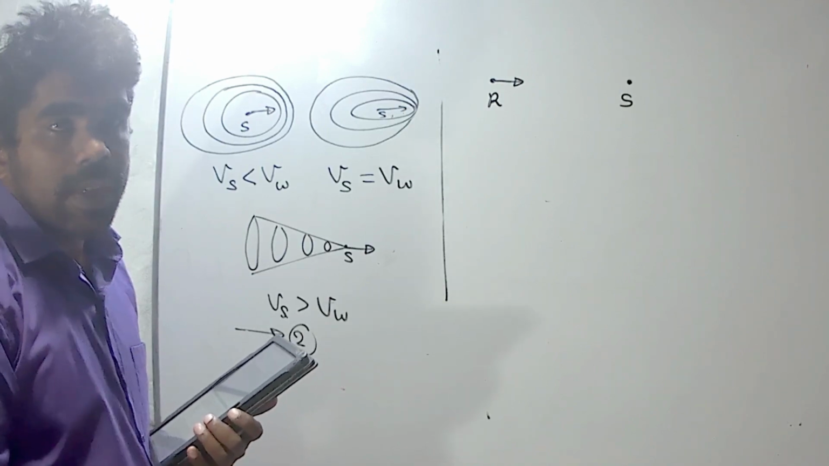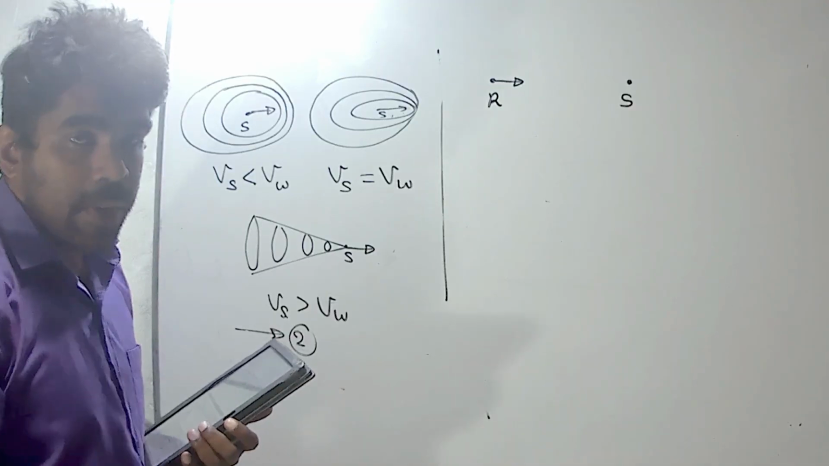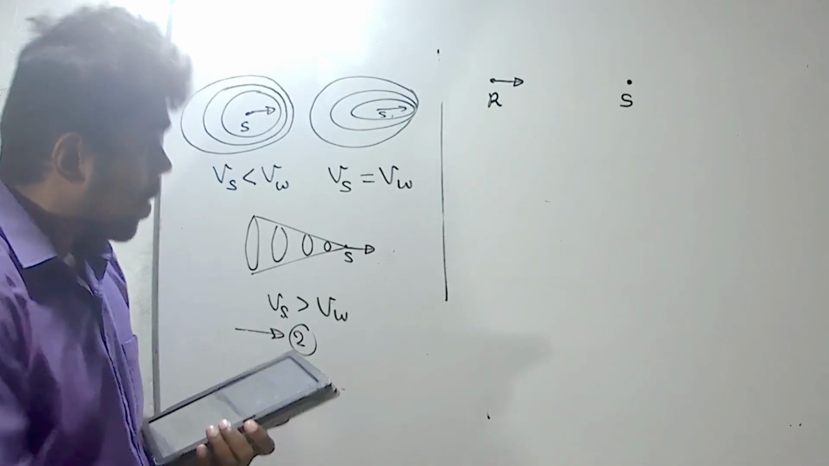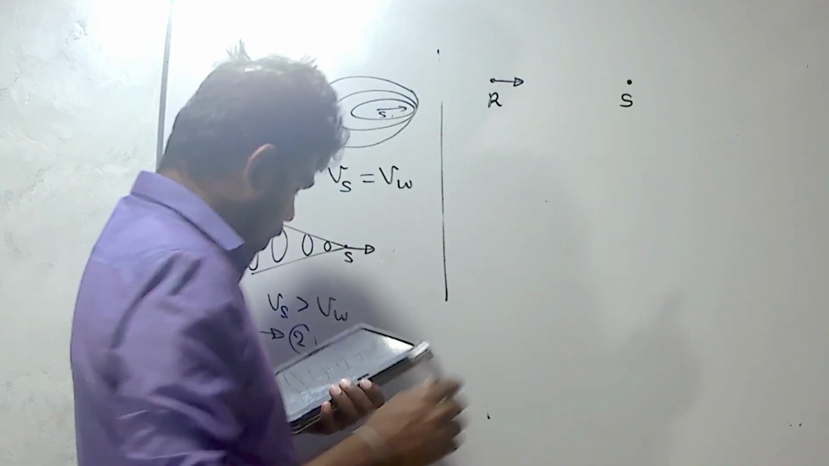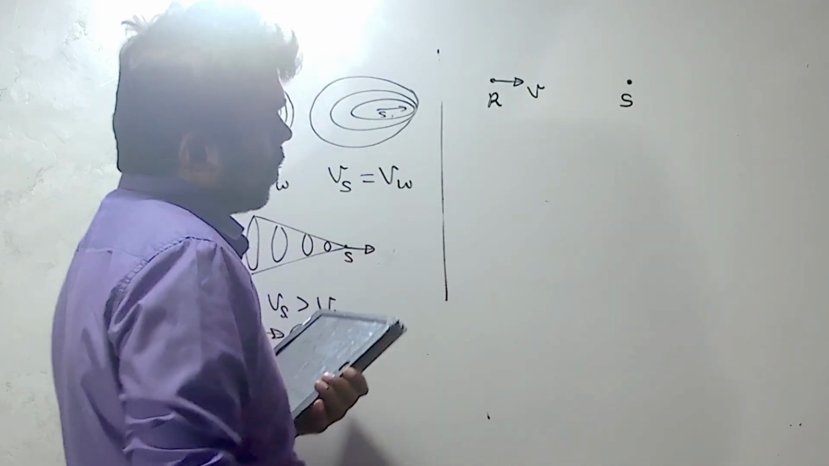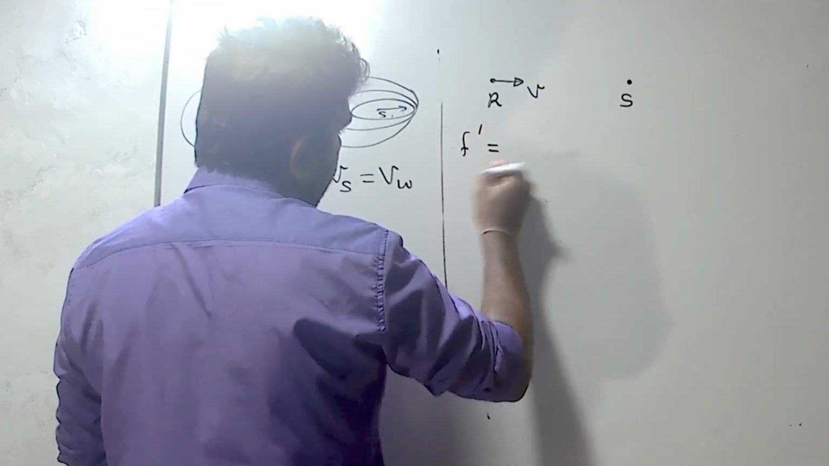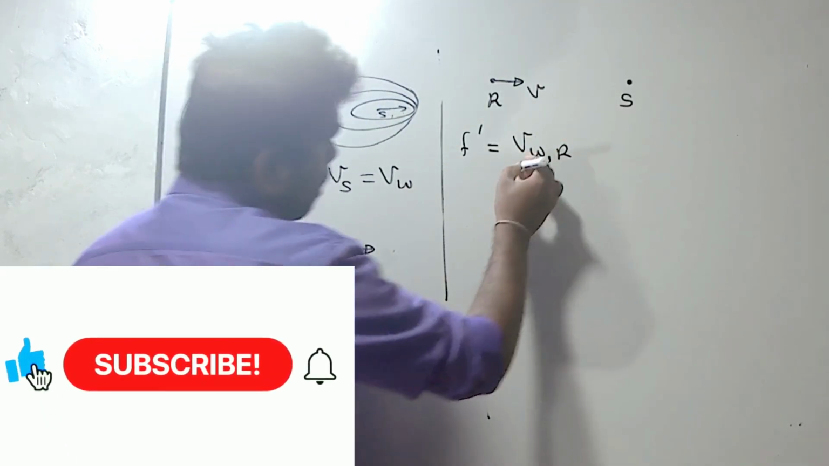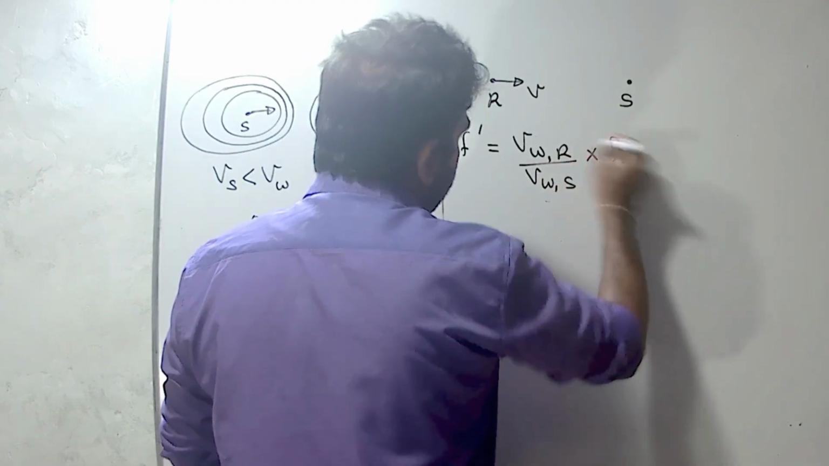Because of that, we can observe a maximum velocity of the receiver at the lowest point. I will consider the velocity of the receiver as v. Then we can write f dash equals velocity of wave related to receiver divided by velocity of wave related to source multiplied by real frequency.